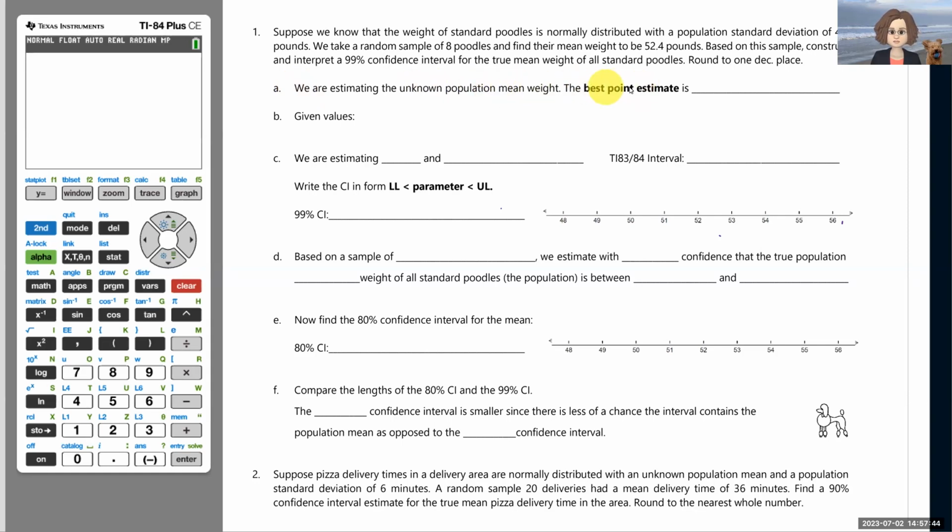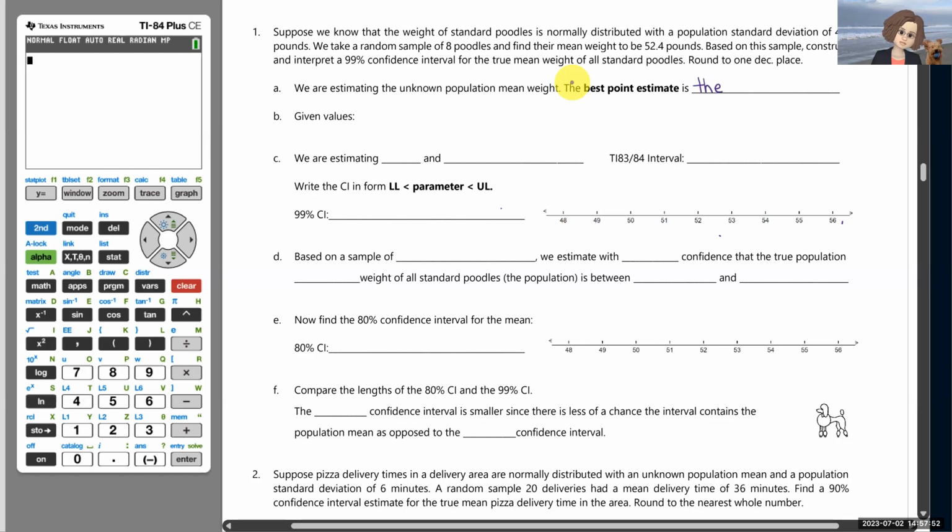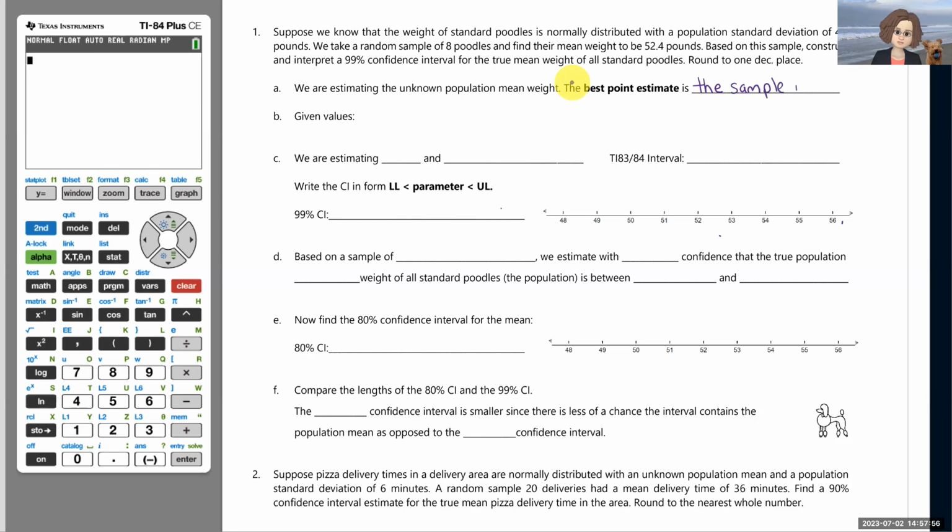So the best point estimate, so this will be the best single number that gets us started. So we'll do this in English first here. The best point estimate for the population mean is the sample mean.